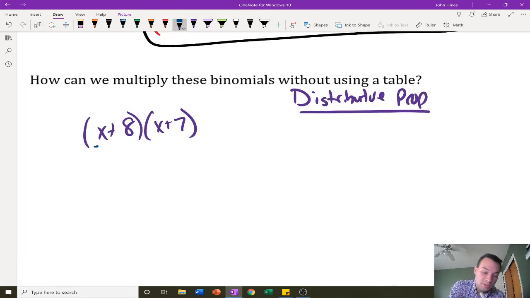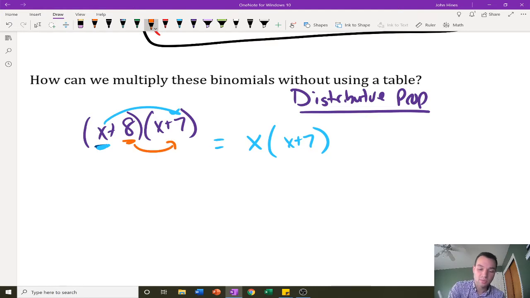So here's what we do. We take this first term here and we distribute it to that binomial. So we get x times x plus 7. Then we take this second term here and distribute it to that binomial. So plus 8 times x plus 7. So we take each term from our set of parentheses and distribute it to the entire polynomial.